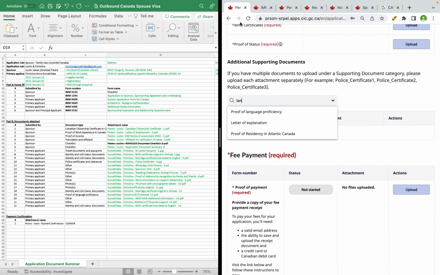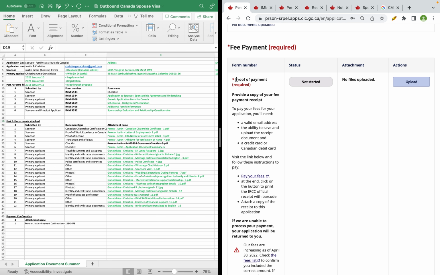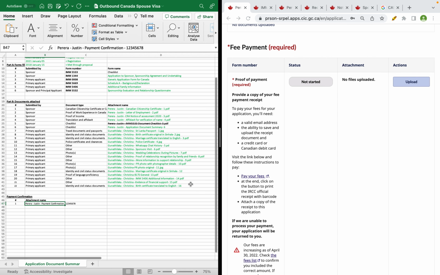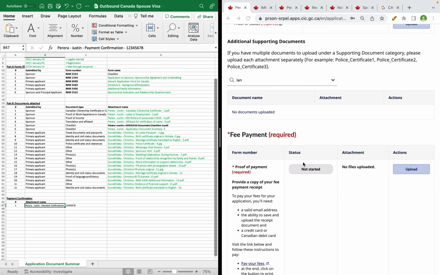And finally, what you need to do is include the proof of payment here, which was initially discussed in our first video, and that comes here.